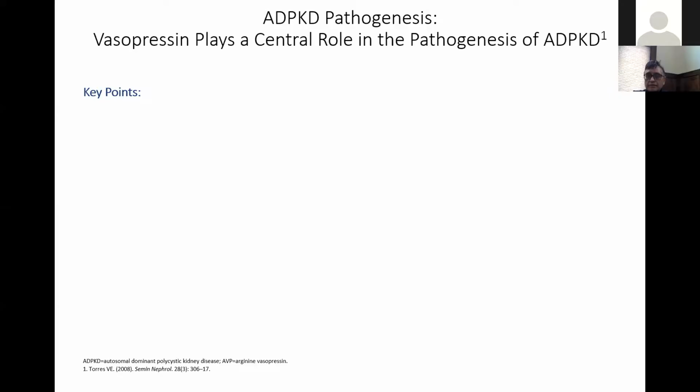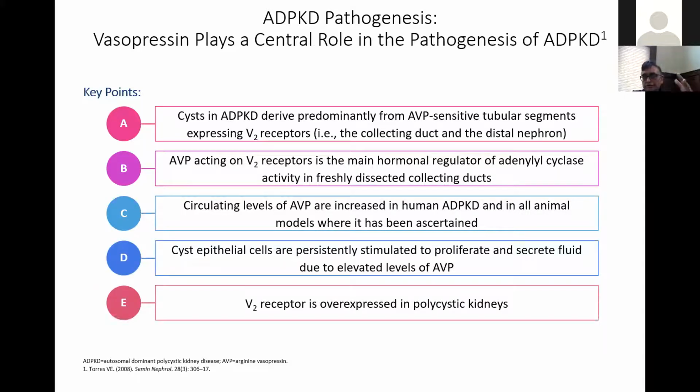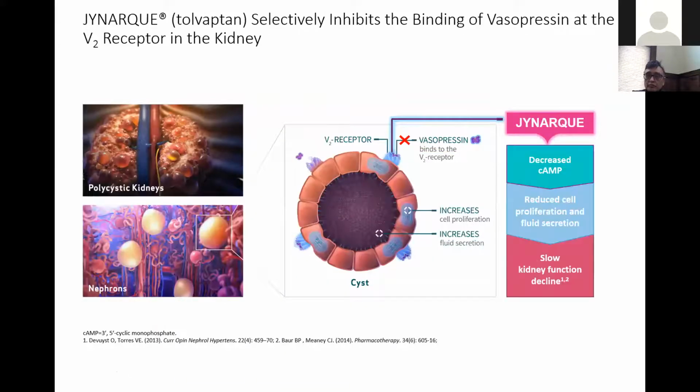This just defines my 11 years of research, but it is a beautiful video showing how these things evolve in inhibiting the vasopressin pathway. Cysts in ADPKD derive predominantly from the AVP-sensitive tubular segments, with AVP acting on V2 receptors, the main hormonal regulation of adenylyl cyclase. Circulating levels of AVP are increased in human ADPKD, and cyst cells persistently get stimulated. And this is how tolvaptan works: it blocks vasopressin binding to the V2 receptor, decreases cyclic AMP, reduces cell proliferation, and slows kidney function decline.